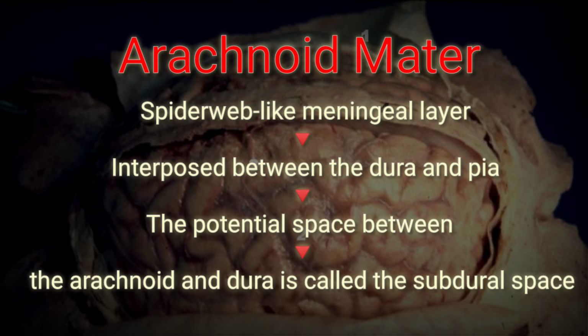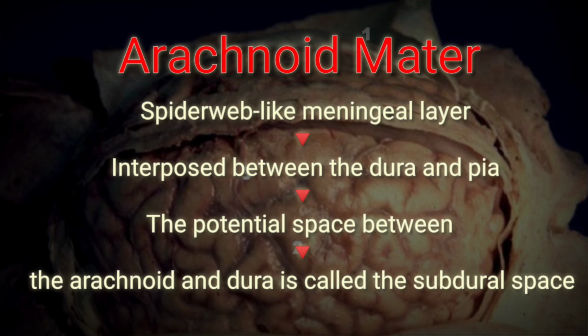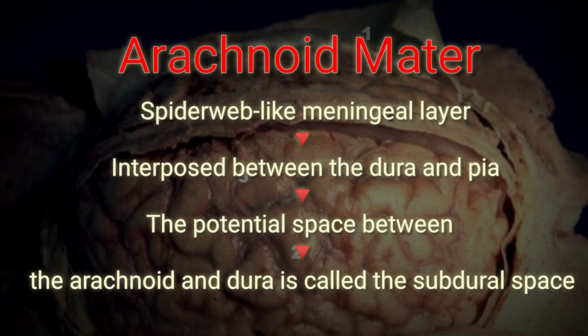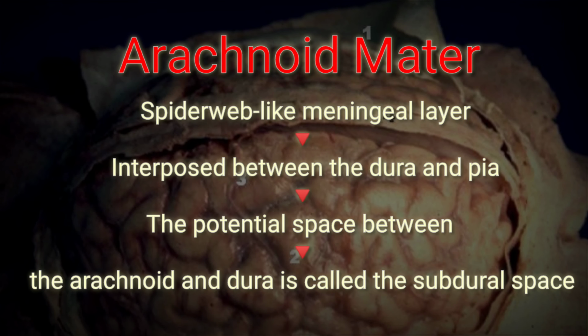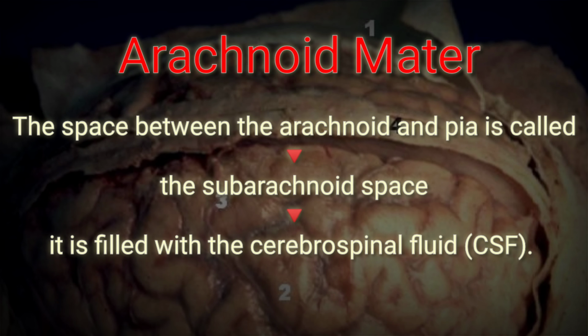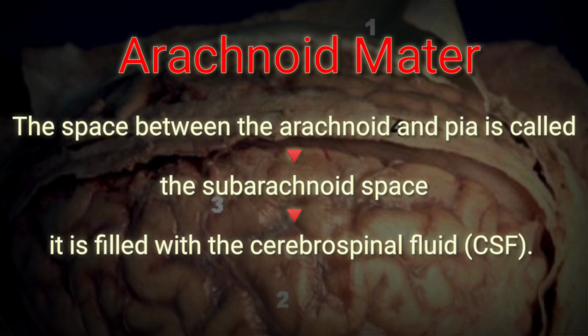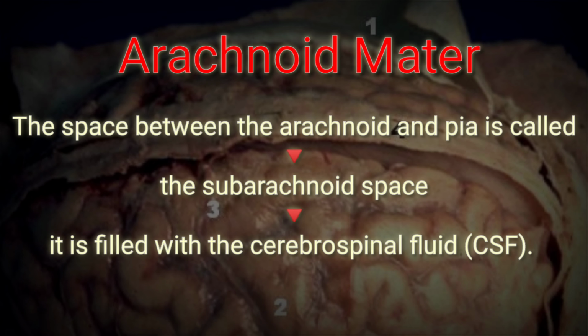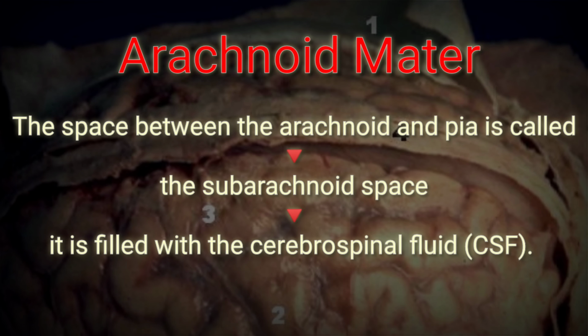From the superficial to the deep, the meninges are the arachnoid mater. The cranial arachnoid mater is a spider web-like meningeal layer interposed between the dura and pia. The potential space between the arachnoid and dura is called the subdural space, and according to some authors, it contains a very thin layer of fluid. The space between the arachnoid and pia is called the subarachnoid space, and it is filled with the cerebrospinal fluid, that is CSF. Additionally, the cerebral arteries and veins are located in this space.